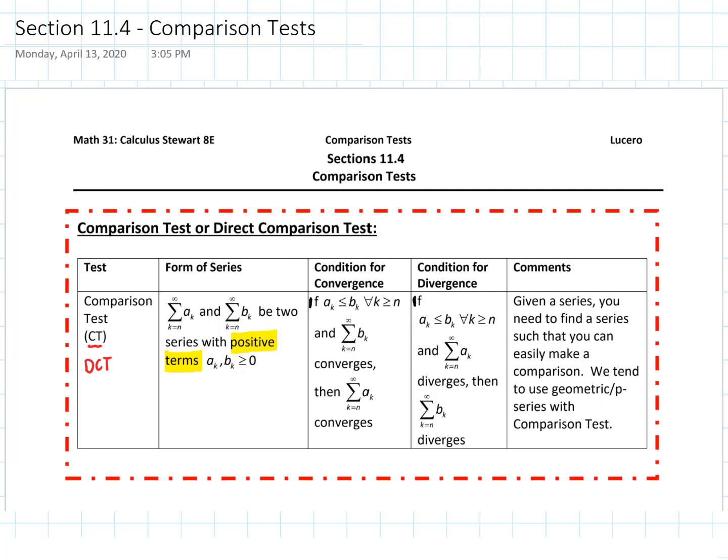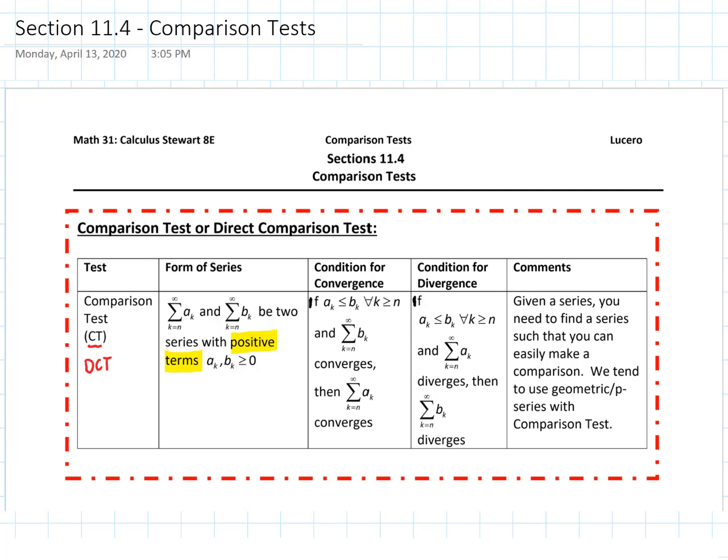So that should intuitively make sense, right? If you're smashing a series underneath a converging series, then the series underneath must also converge. Reversing that, if you have a series that has been pushed above a diverging series, meaning it's always greater than a diverging series, then that larger series must also diverge.